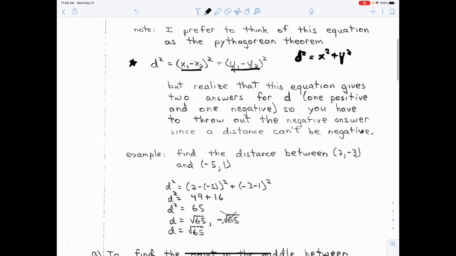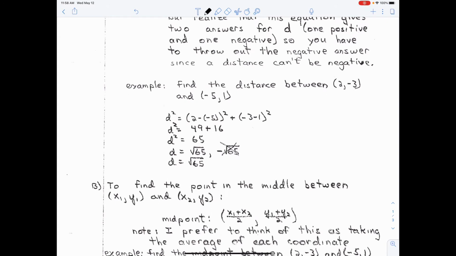So anyway, here's a simple example. To find the distance between those 2 points, by the way, it doesn't matter which one you consider the first point and which one you consider the second point. You can do it from 2 comma negative 3 to negative 5 comma 1 or vice versa. It makes no difference whatsoever. Again, I'm using the equation as if it's the Pythagorean theorem because that is where it comes from. d squared equals x squared plus y squared, and to find x and y, you subtract the x's and subtract the y's. So it's just a matter of plugging numbers into a formula and calculating it.